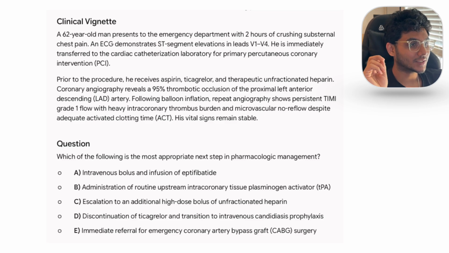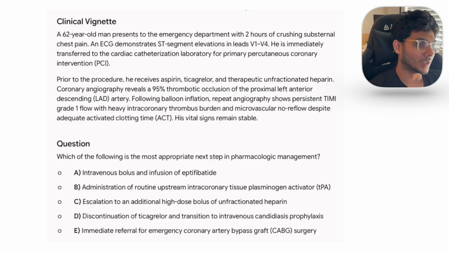So you have a 62-year-old man who is presenting to the emergency department with 2 hours of substernal crushing chest pain. His EKG showed ST elevations in leads V1 to V4, and he's immediately transferred to a PCI cath lab. He receives aspirin, P2Y12 inhibitors, and therapeutic unfractionated heparin. His angiogram showed 95% thrombosis of the proximal left LAD.